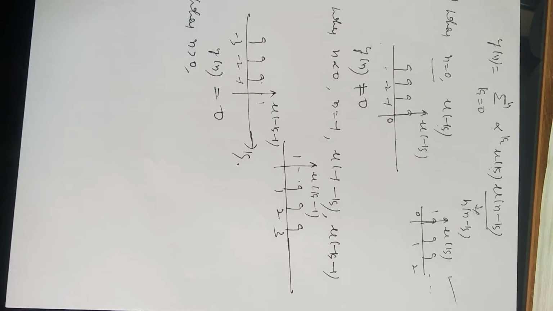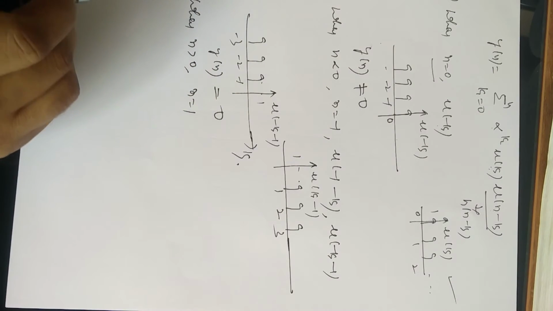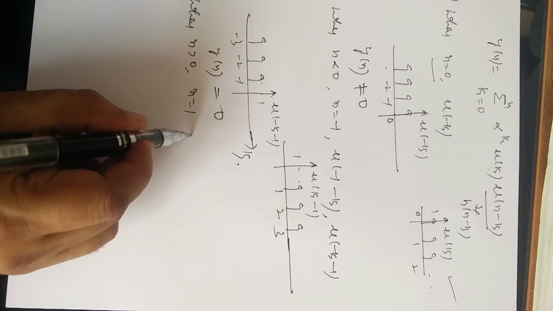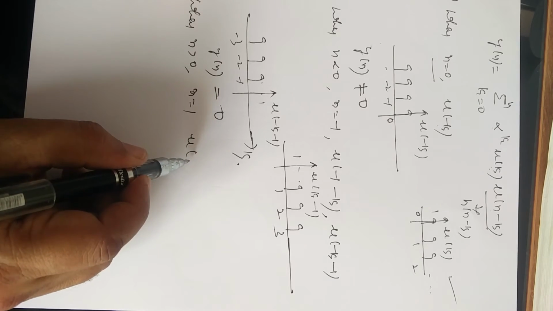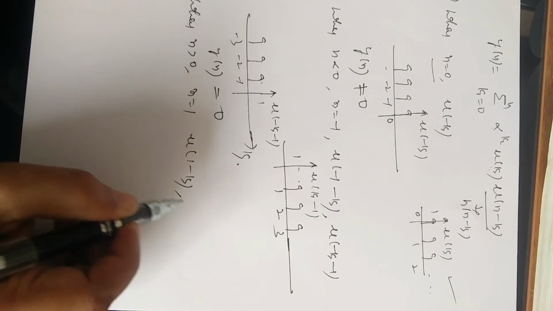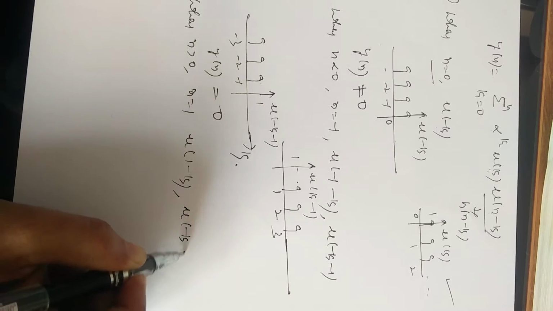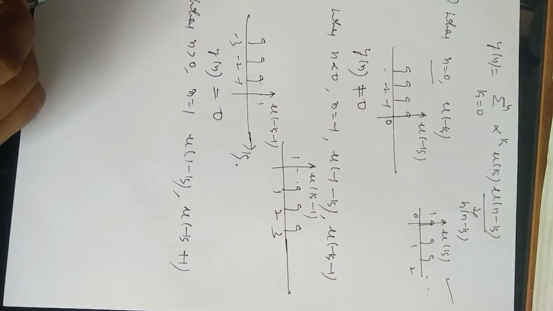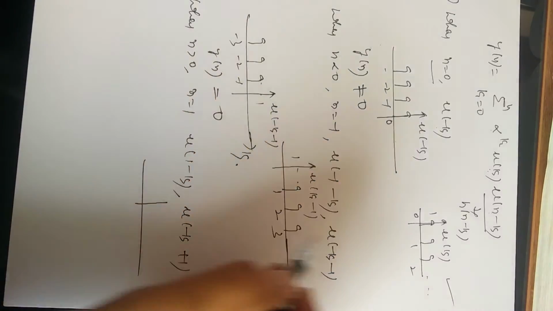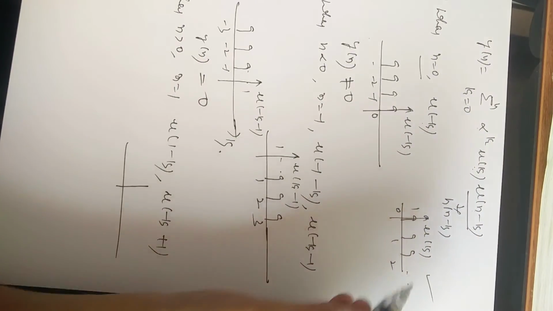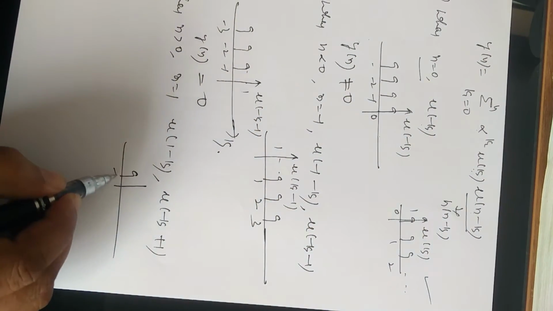Next, third case, when n is greater than 0. Take n equal to 1. If you take n equal to 1, what happens? That is u of 1 minus k, which is nothing but u of minus k plus 1. Let me shift the signal to the left by 1 unit. This u of k signal starts from minus 1.